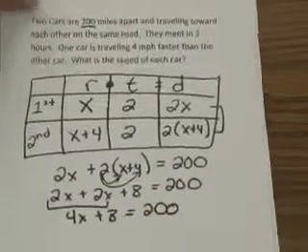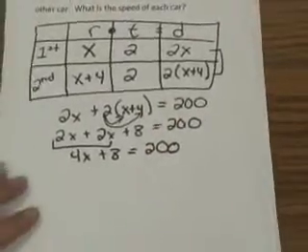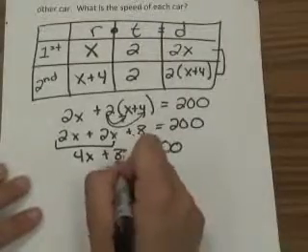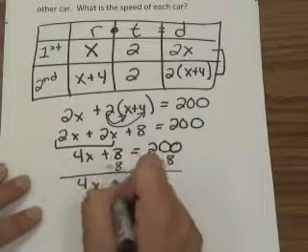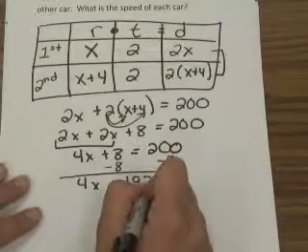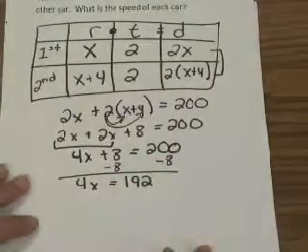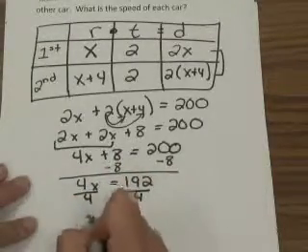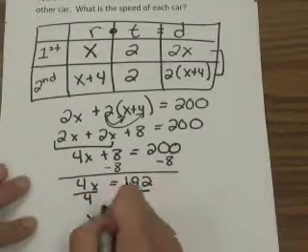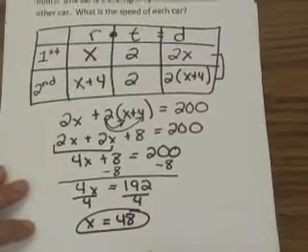In order to keep solving, we need to get x by itself, which means we need to subtract 8 from both sides. I get 4x equals 192. And now we need to get x by itself, so we need to divide by 4. X equals 48.